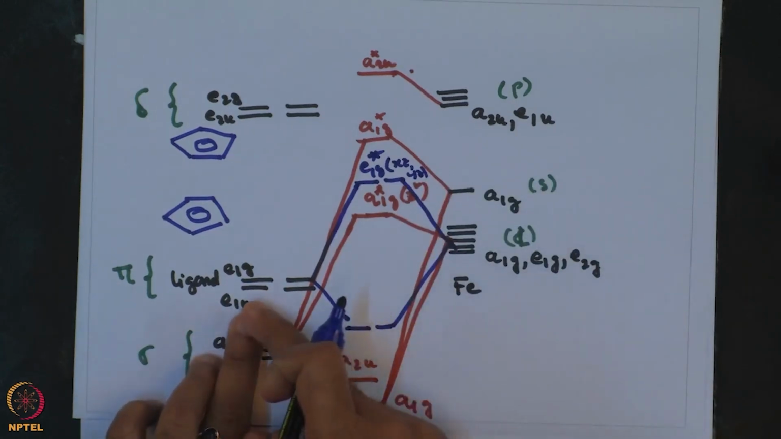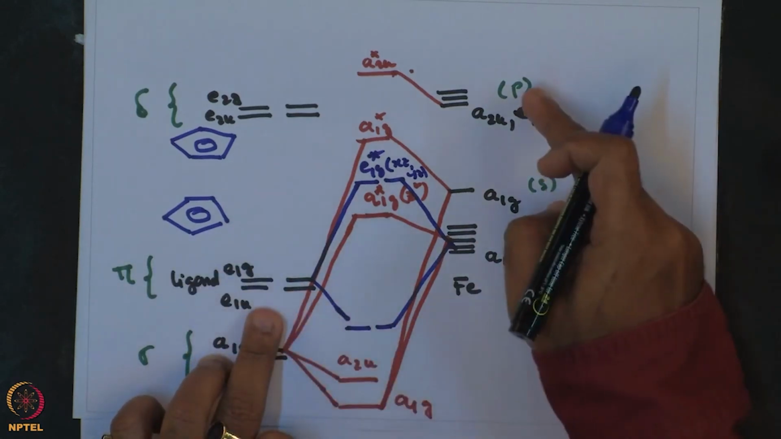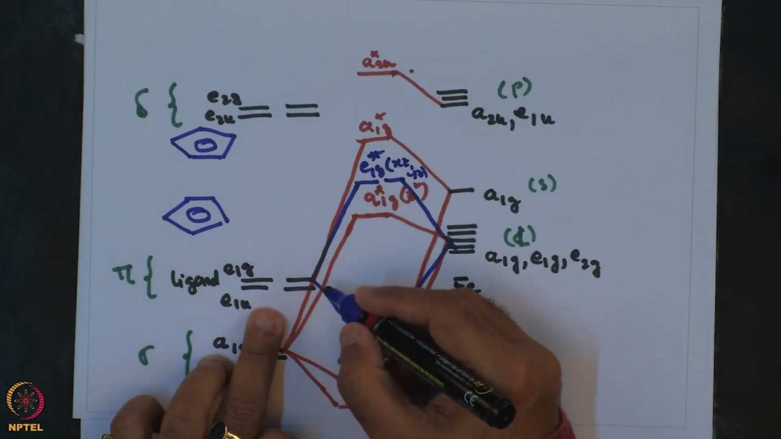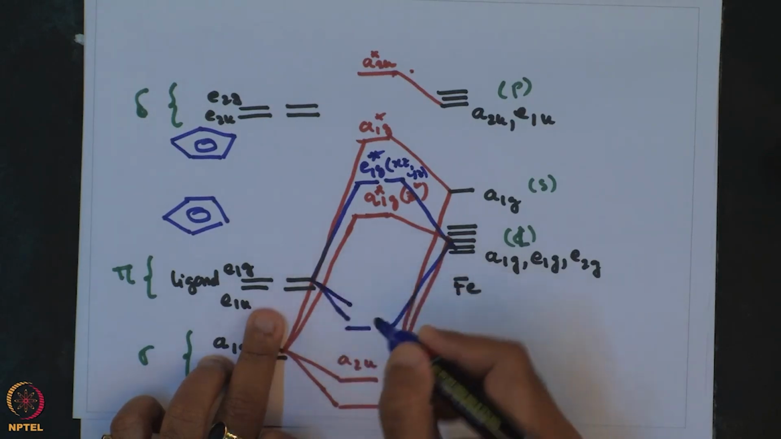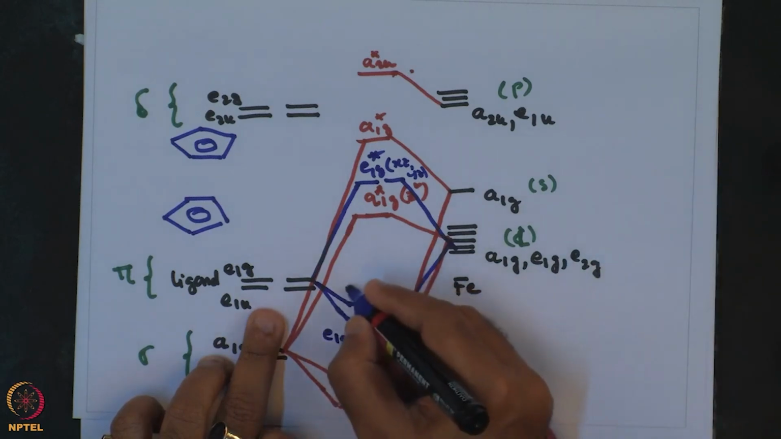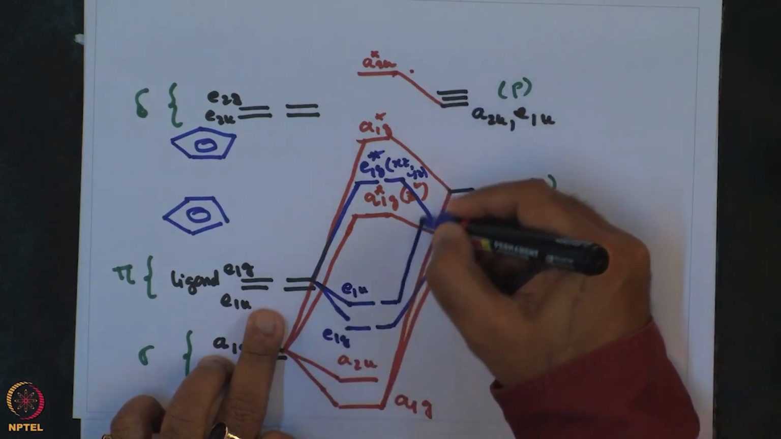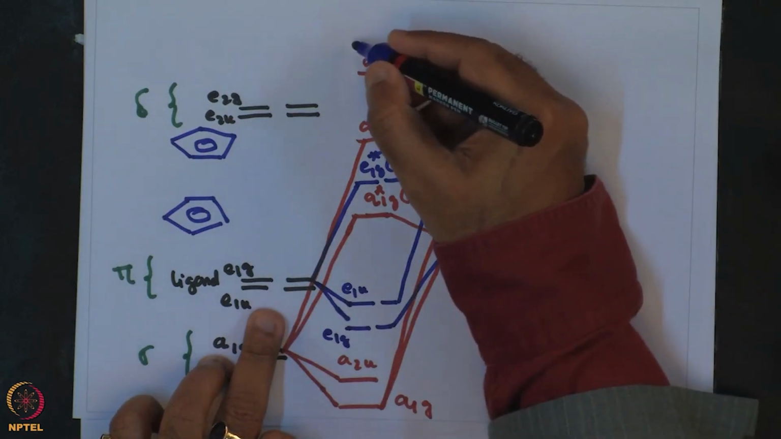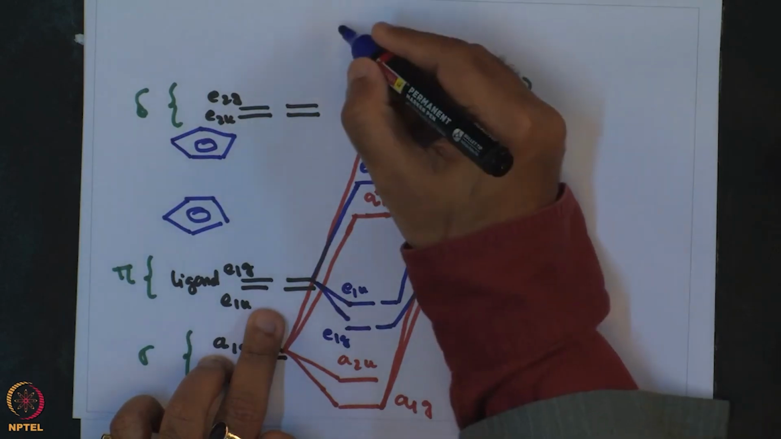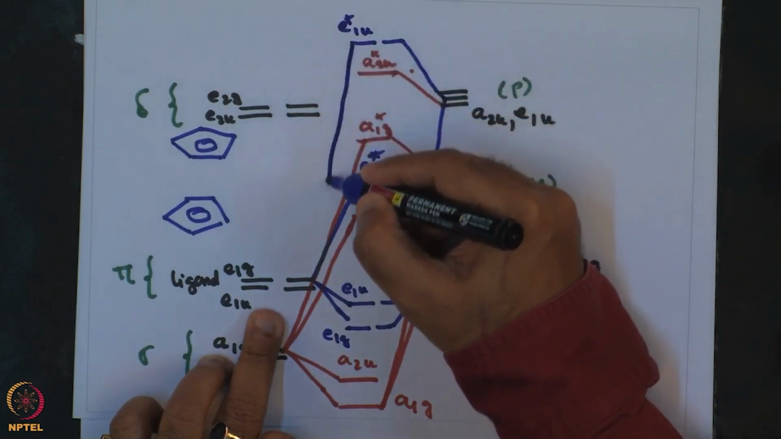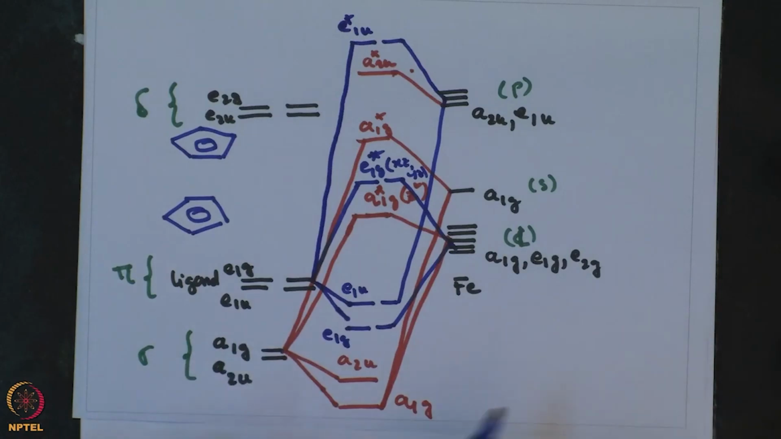Okay. So now E1U that remains over here, that interacts with E1U P of the metal, and so this gives E1U, this is E1G, and this is E1U. And one would then have E1U antibonding, which is way up at the top, E star 1U, which is over here.